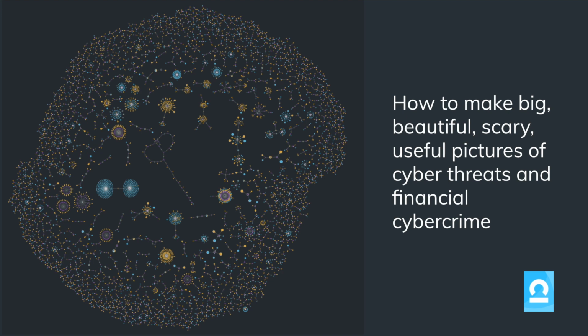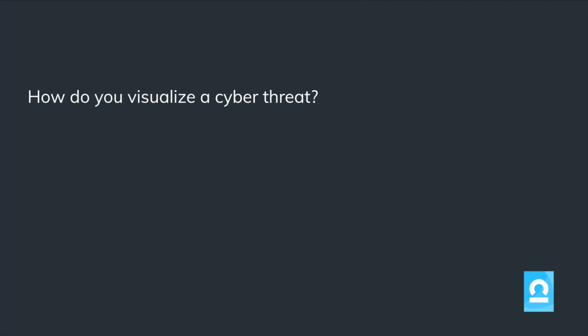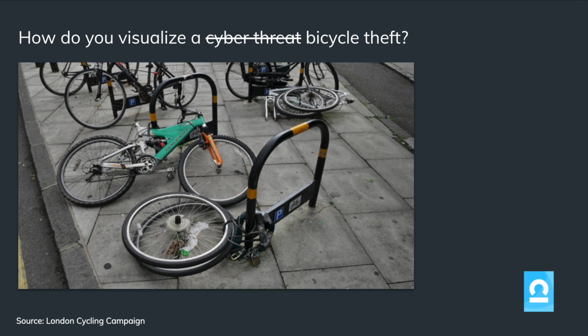So back to the picture. How do we make these pictures and how do we prove that they're useful? Let's start with the question, how do you visualize a cyber threat? And in fact, before we even start there, because this is difficult, let's start with something even simpler and ask how you visualize something simpler. We'll talk about a bicycle theft. Here in Cambridge, we all travel around on bicycles, so it's a good example.